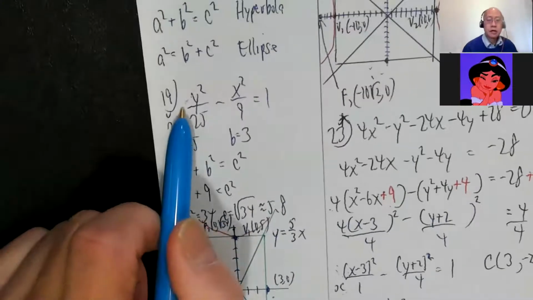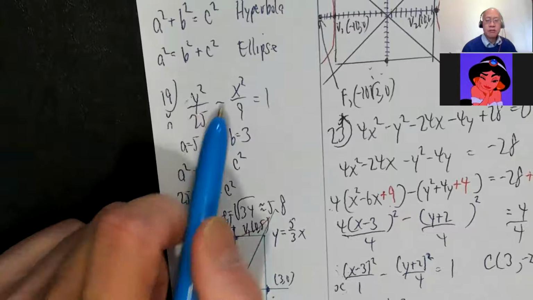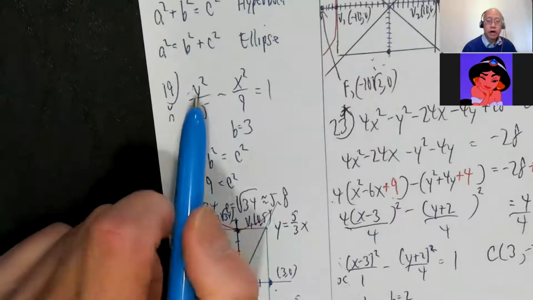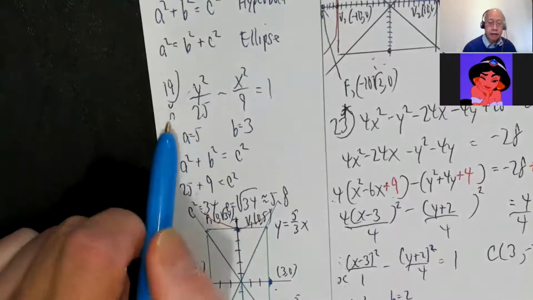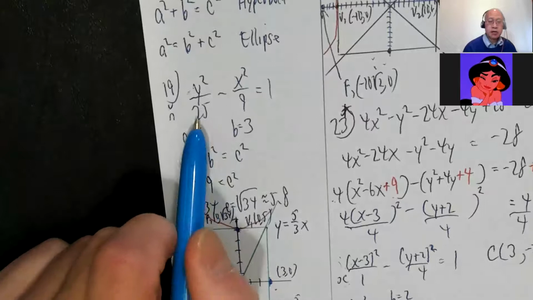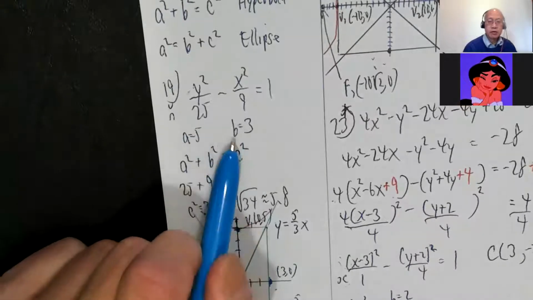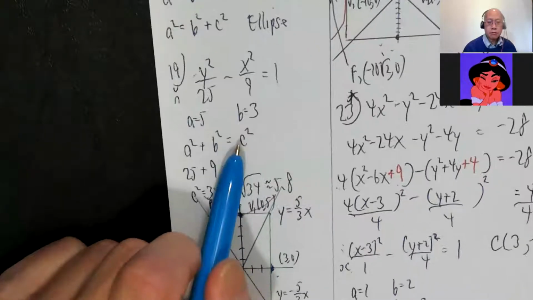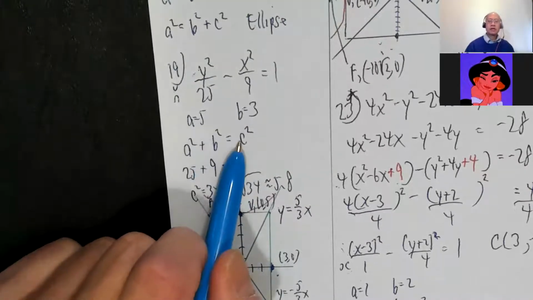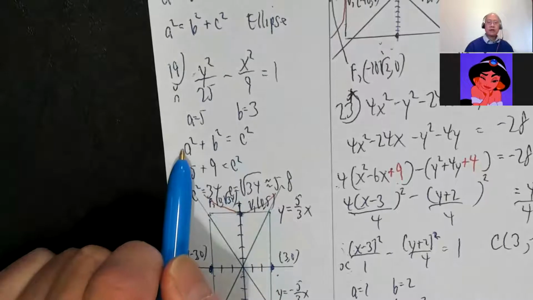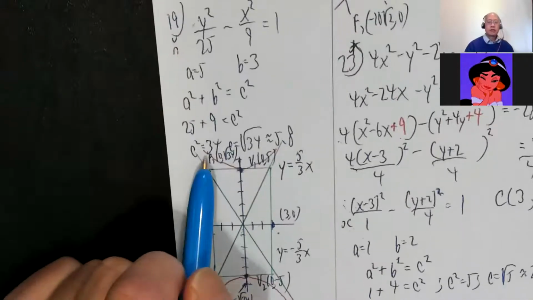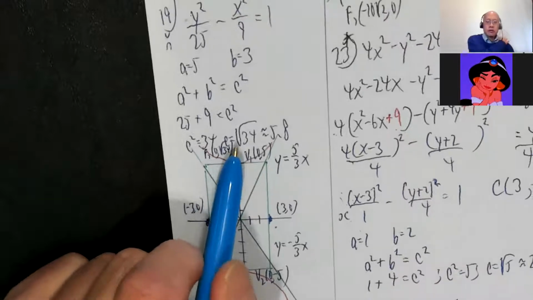Okay, 19. Y squared over 25 minus x squared over 9 equals 1. Graph it. Y is first, so I know it's going to go up and down. Okay, A is the square root of this, 5. B is the square root of this, 3. A squared plus b squared equals c squared. So 5 squared plus 3 squared equals c squared. C squared is 34. C is radical 34, which is about 5.8.